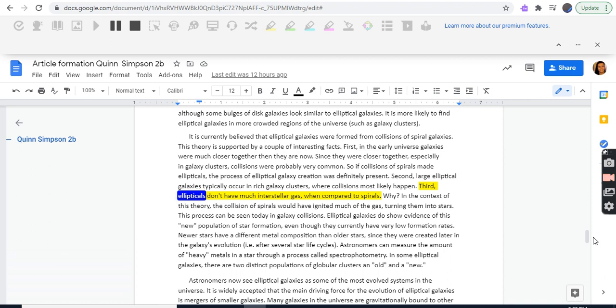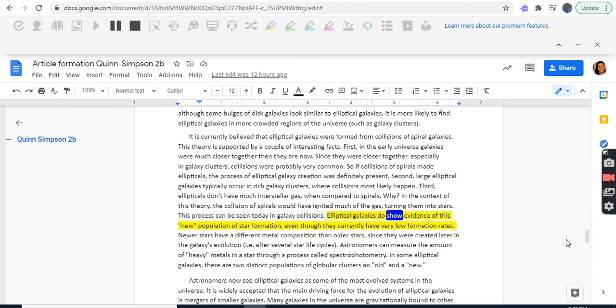Third, ellipticals don't have much interstellar gas when compared to spirals. Why? In the context of this theory, the collision of spirals would have ignited much of the gas, turning it into stars. This process can be seen today in galaxy collisions.